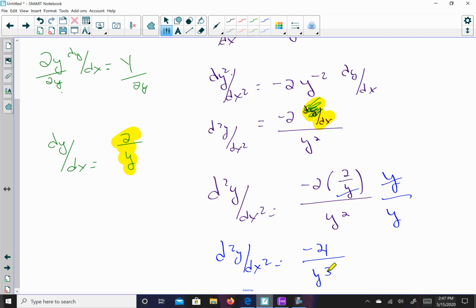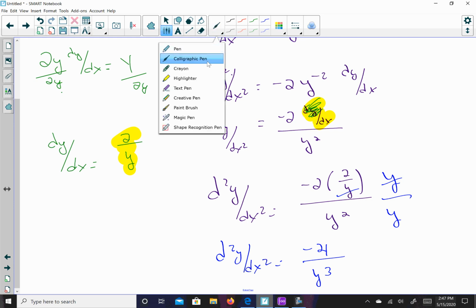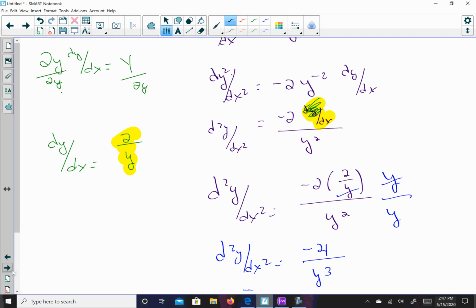When you find the second derivative, you're going to have to substitute in the first derivative most of the time. I hate to say always, but I'm pretty sure it's always, but I don't know. I'm just going to say most of the time. Just look out for it.